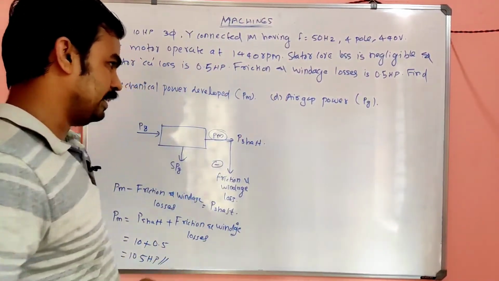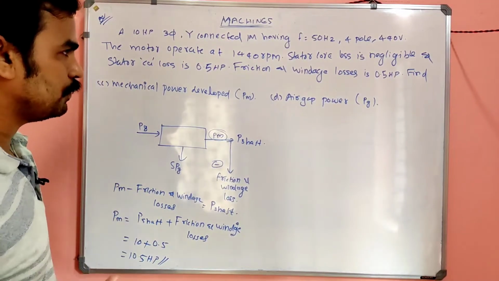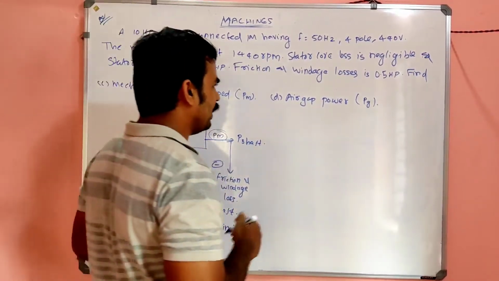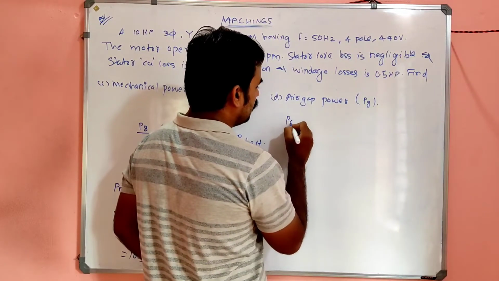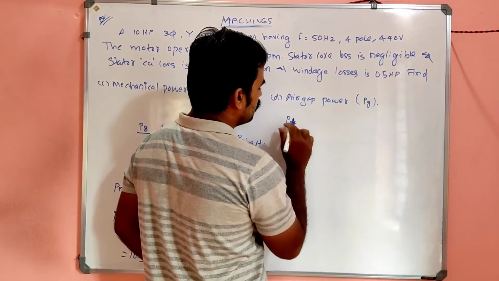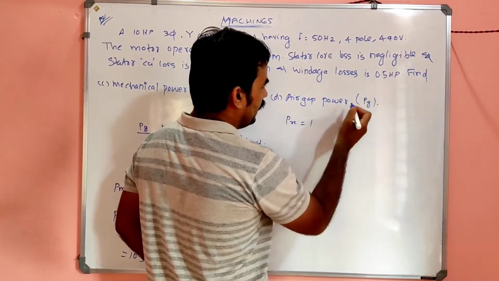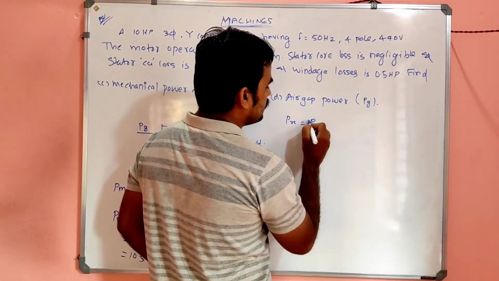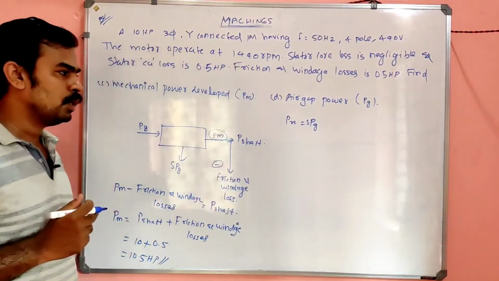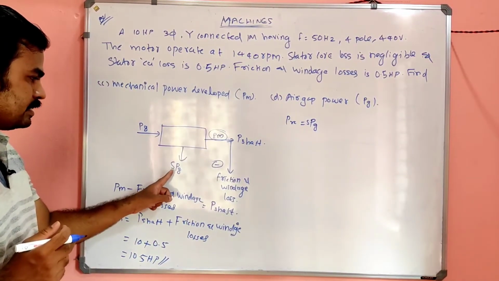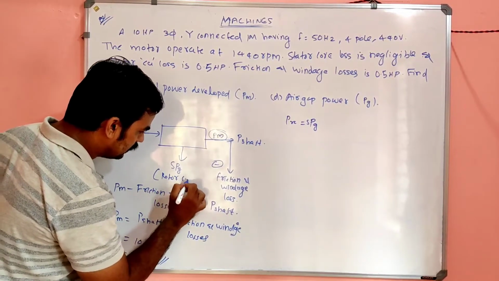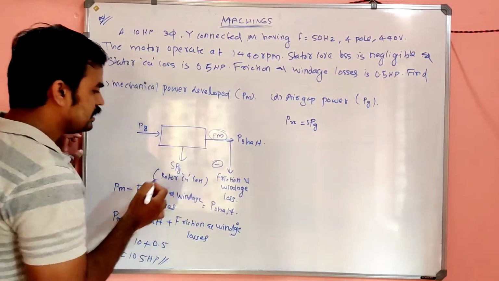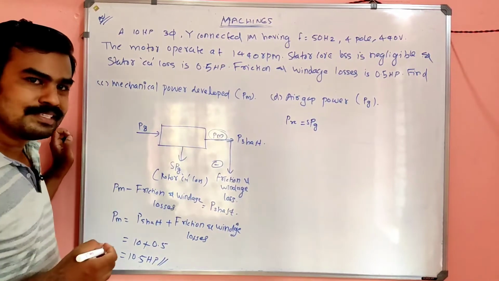So air gap power. What is the equation for air gap power? How can we find that, my dears? The relationship between rotor copper loss and air gap power is that the rotor copper loss is nothing but S into PG. Am I correct? This is called the rotor copper loss.